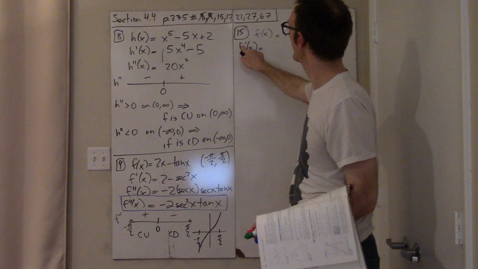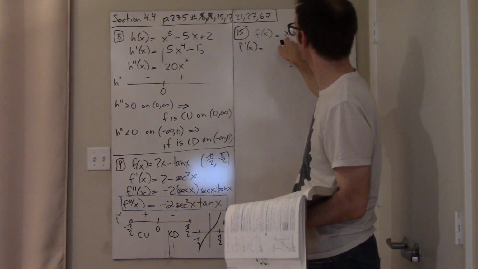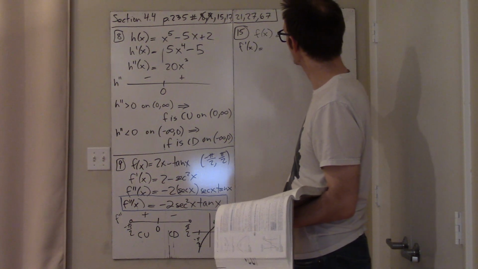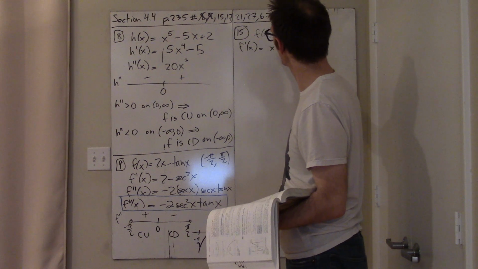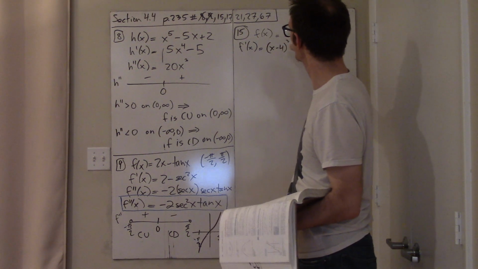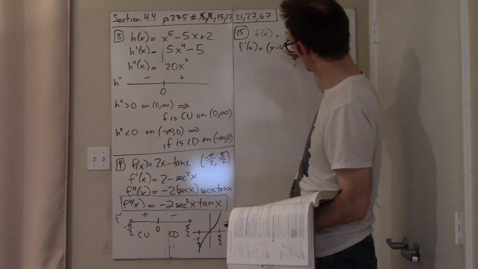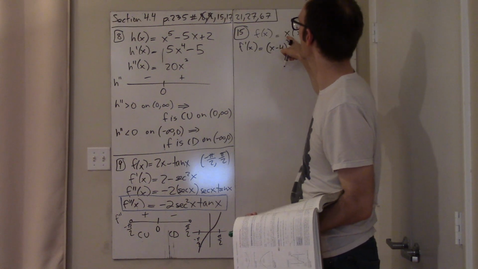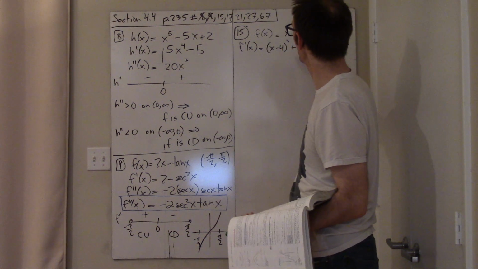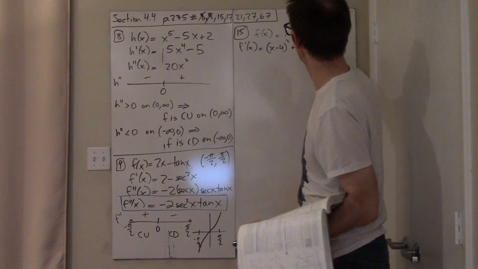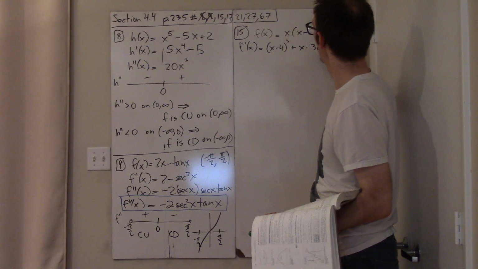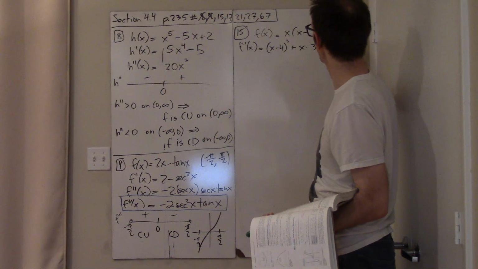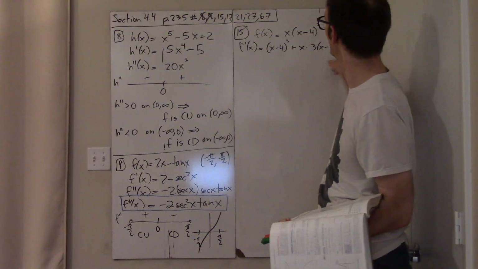Okay, so I don't feel like multiplying this out, so I'll just use the product rule. The derivative of the first times the second, so that's (x - 4)^3, plus the first times the derivative of the second, and the derivative of this is 3(x - 4)^2, back inside for the derivative of x - 4, which is 1.